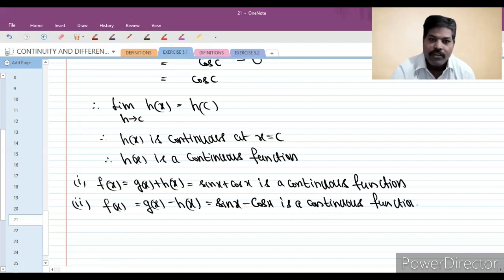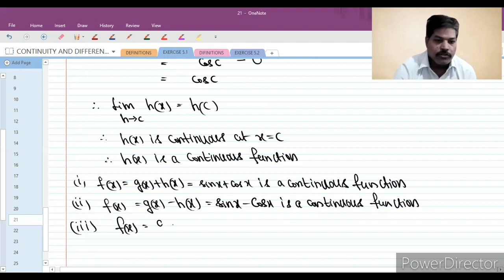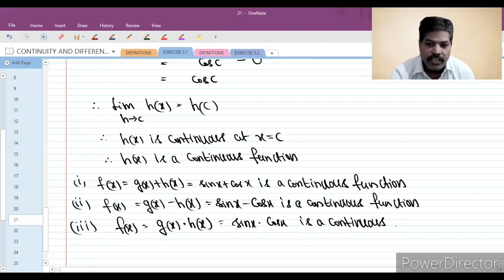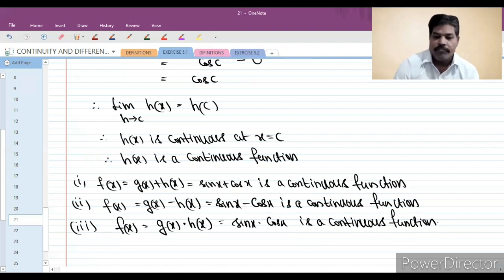Is a continuous function. Next, the third one. f of x is equal to g of x into h of x. So that is nothing but sin x into cos x, which is a continuous function.